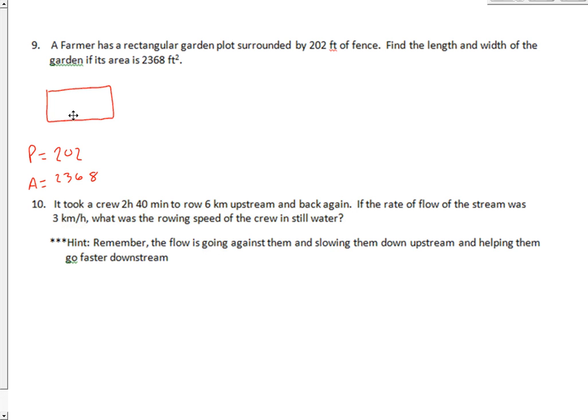Well, if we've got length times width for area, the perimeter is going to add all of these together. So you got 2L plus 2W. And we are going to set these each equal to their values. So L times W is going to be equal to 2,368. The 2L plus 2W is going to equal 202.